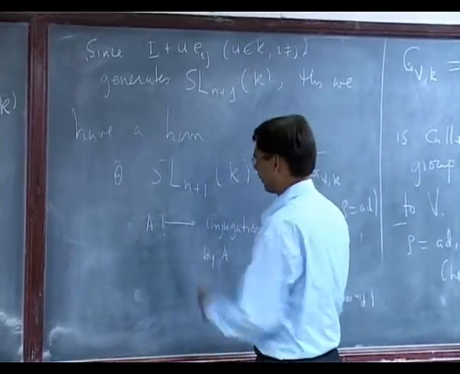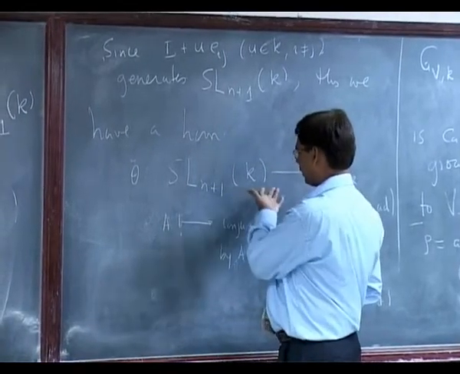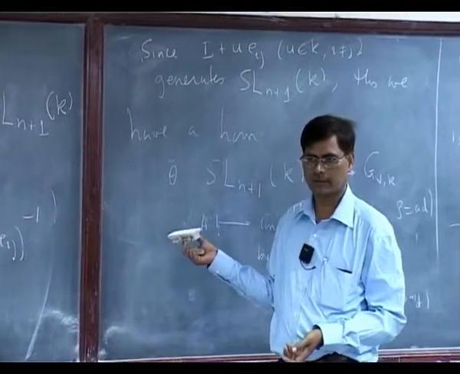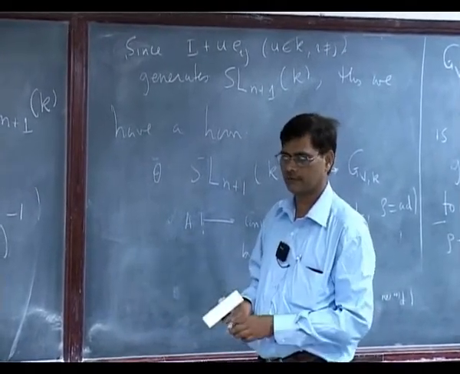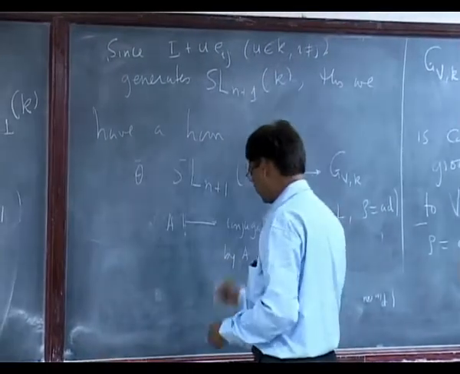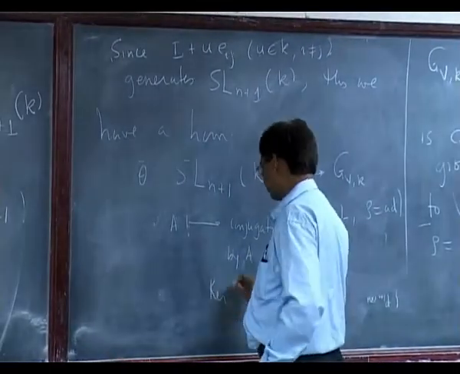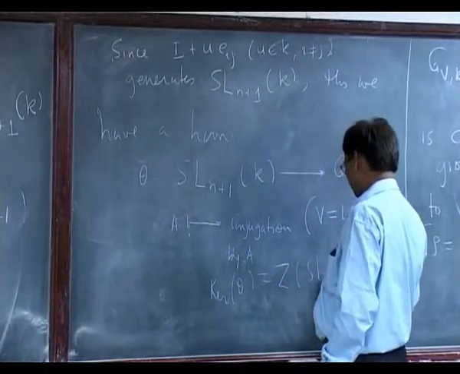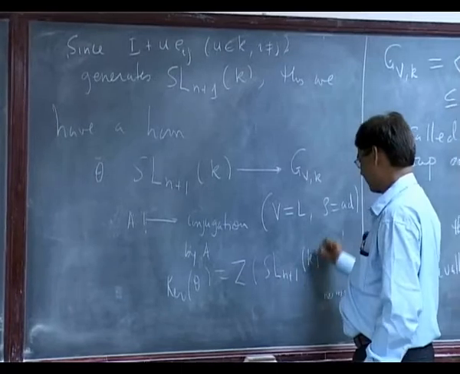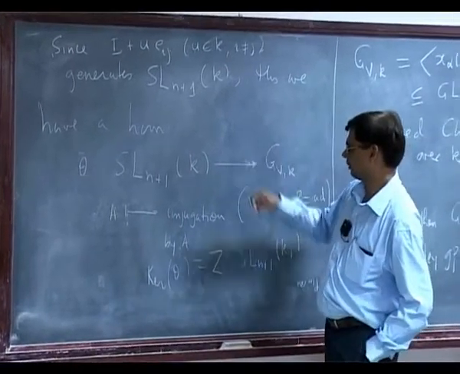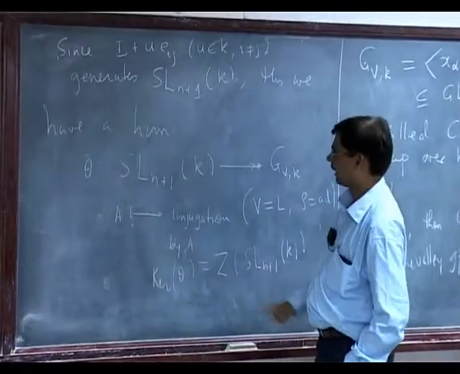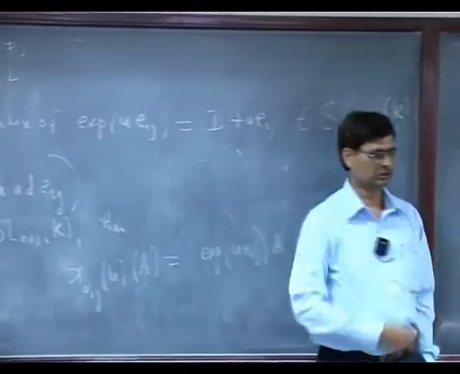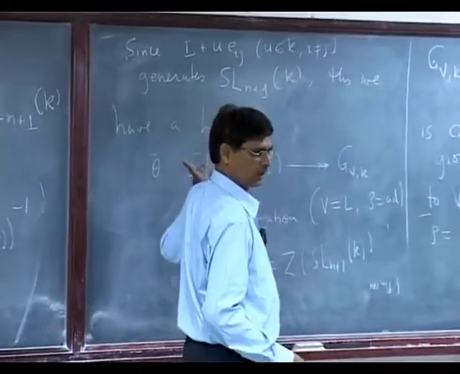So, what is the kernel of this? The kernel will be precisely those matrices which commute with this. Therefore, that will be the scalar matrices. So, the kernel of theta is precisely the center of SL n plus 1 K. And this is onto because the elements of the kind X alpha ij u generate our Chevalley groups.